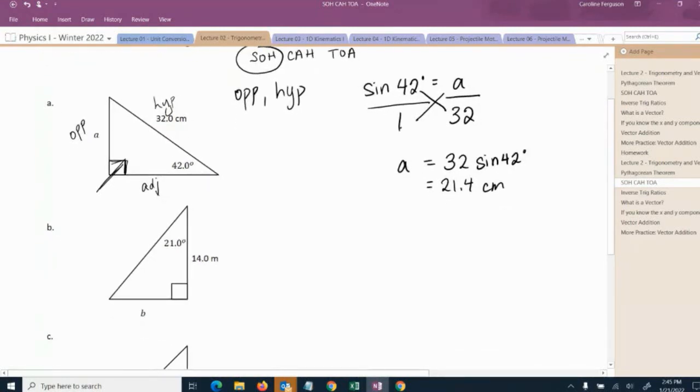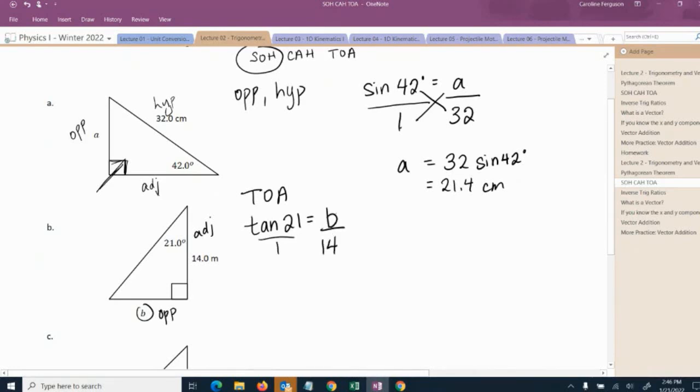Okay, so I'll do B. So B, this side over here is the opposite. This other one's adjacent. The hypotenuse we don't know, and we're not looking for it. So we're looking for the SOHCAHTOA, whichever one gives us opposite and adjacent. So that would be tan. So we have tan, because it's TOA. Tan of our angle, which is 21, equals opposite, which is B, over adjacent, which is 14.